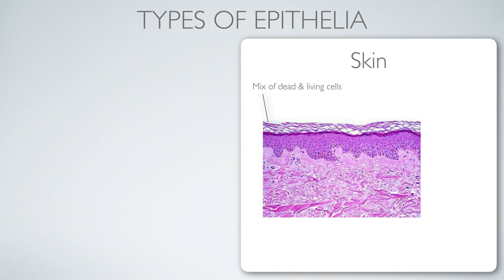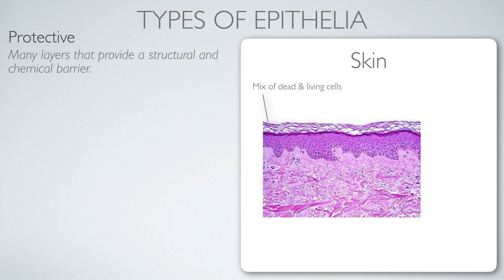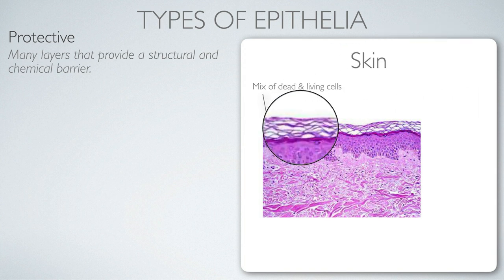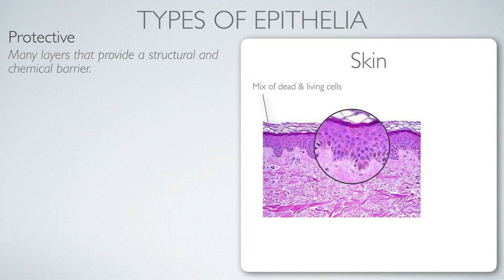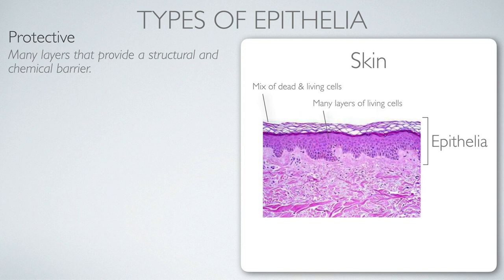Okay, so here we have a histological section of skin, and it's illustrating the protective role that epithelia play. This is not just a function of all epithelia, but this is a category of epithelial tissue. Protective epithelial tissue has many layers that provide a structural and chemical barrier. You have some mixture of living and dead cells that are most superficial in your skin, and when you get into the depths, they're all living cells, and together those layers provide the epithelial membrane in your skin.